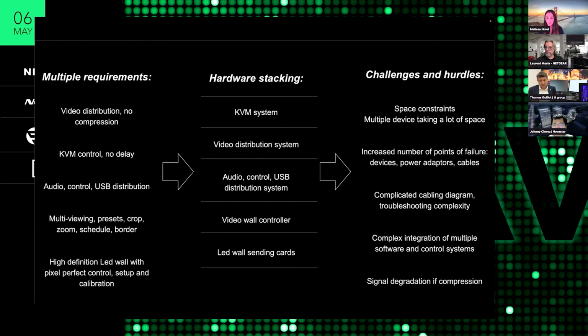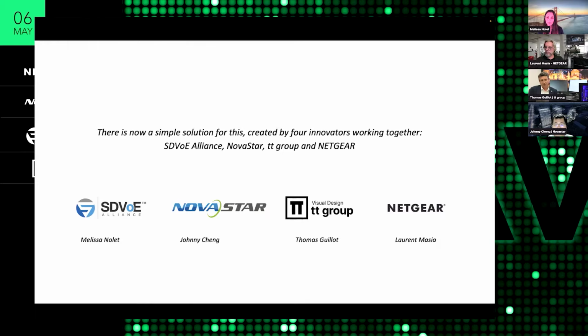And this is even more so if you are doing this compression not once but twice or three times in the different layers. So this is a challenge. And this is what we all together, 4 companies, have come together to try to design: a solution that is very efficient and that guarantees you have the maximum performance with your LED video wall connected to your AV system.